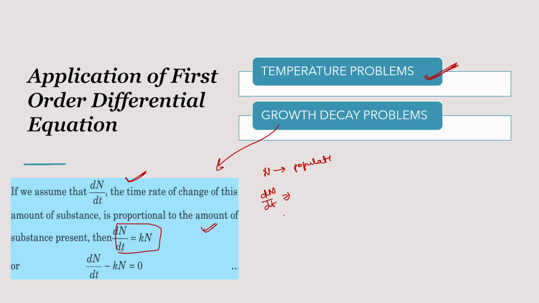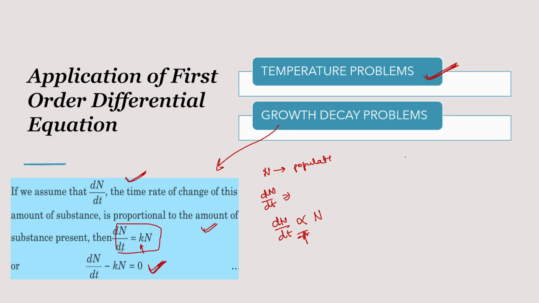So what we say is that the rate of change of the population, or the substance, is directly proportional to the quantity, or we can say the amount of substance initially given. In order to replace this proportionality sign, we will replace it with a constant k, and that's how we'll get an equation here, right?